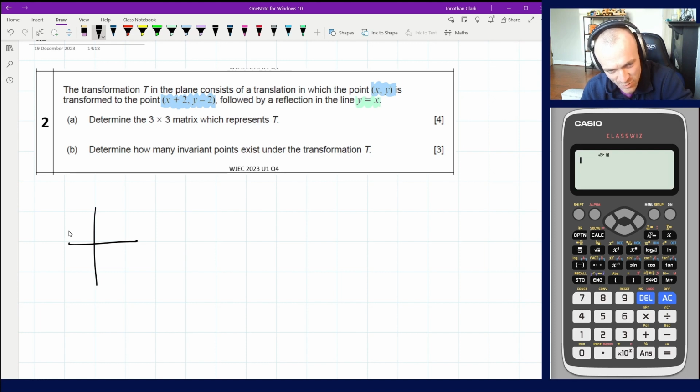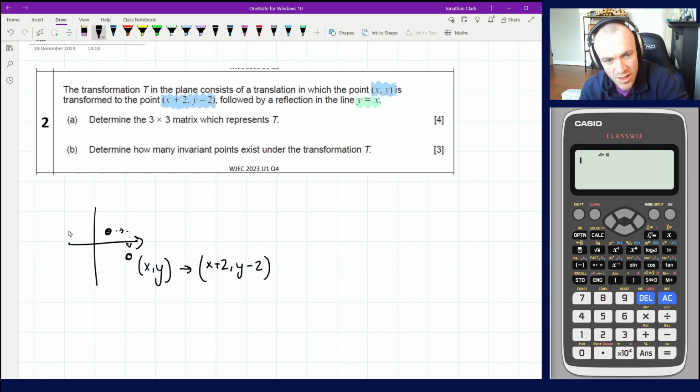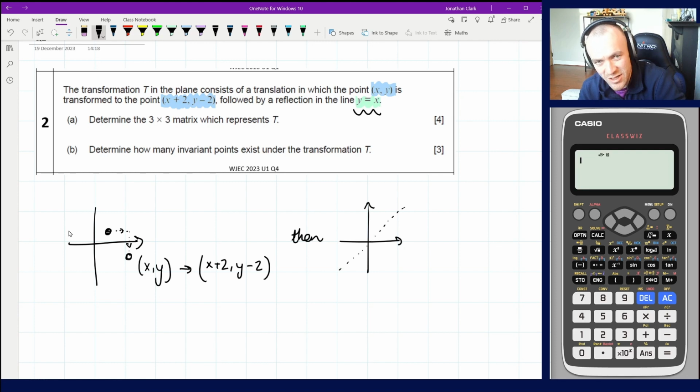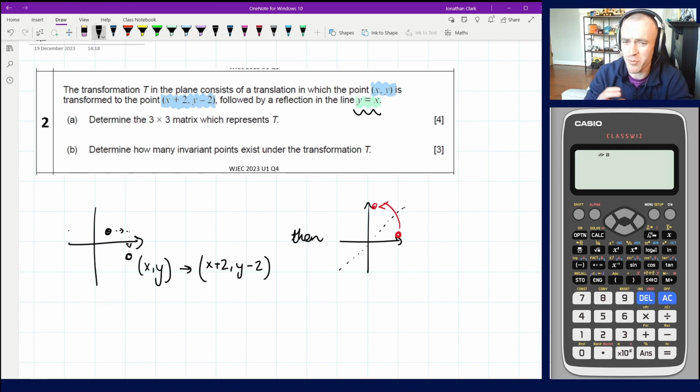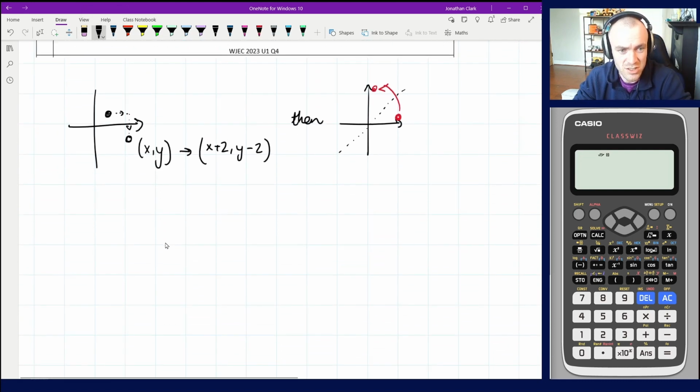The first thing is just a movement. You start with a coordinate, move it 2 to the right and then 2 down. Just going to write that down as a bit of reinforcement. And then we reflect it in the line y equals x. Mirror line, diagonal mirror line, have a coordinate, it gets mirrored like so. So we need to come up with matrices that do this.